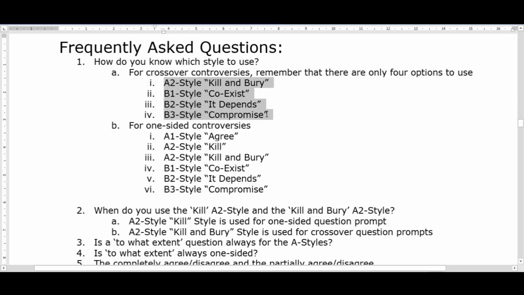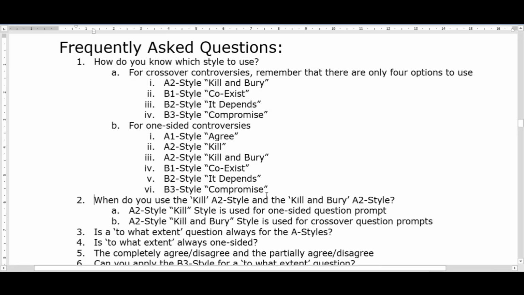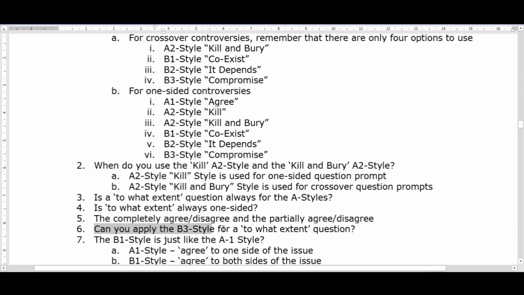And so there's really no easy answer to the question, how do you know which style to use. It really is a matter of experience and practice. You just keep on going at it, guys, until it becomes very automatic for you. So what I want to do now is show a sample of a one-sided question which actually uses the B3 style. It's a one-sided controversy, and it uses the B3 style, which is the compromise. That's in answer to question number 6: can you apply the B3 style for a "to what extent" question? And as regards question number 3, is a "to what extent" question always for the A style? The answer is really no.